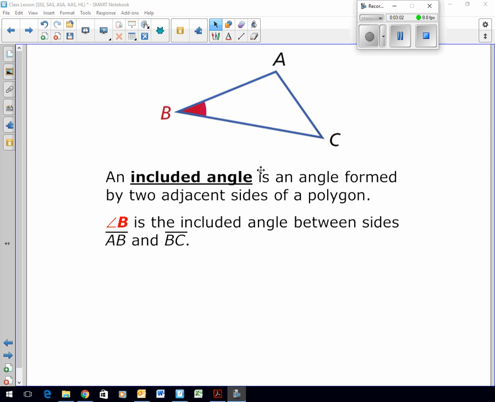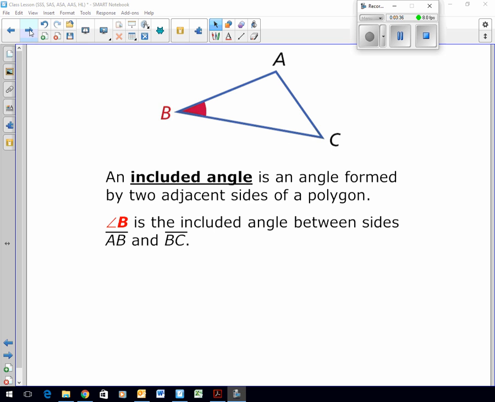An included angle is an angle formed by two adjacent sides of a polygon. You need to write this down. You already wrote it down a long time ago when we did side, angle, side. The angle in SAS is included between the two sides.